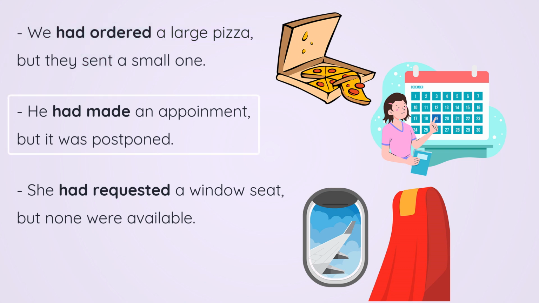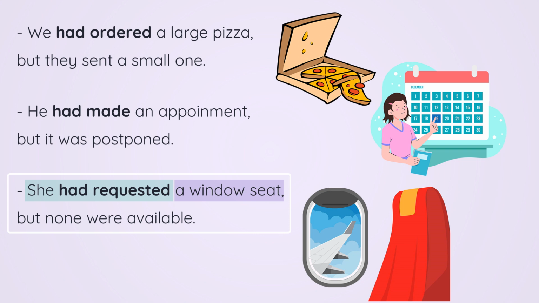Next, he had made an appointment, but it was postponed. So again, here we have our past perfect and the past simple. He had made. Made what? An appointment. So we just have a noun after that, and that's perfectly fine as well. Okay? Next, she had requested a window seat, but none were available. So again, she had requested what? A window seat, a noun, but none were available.